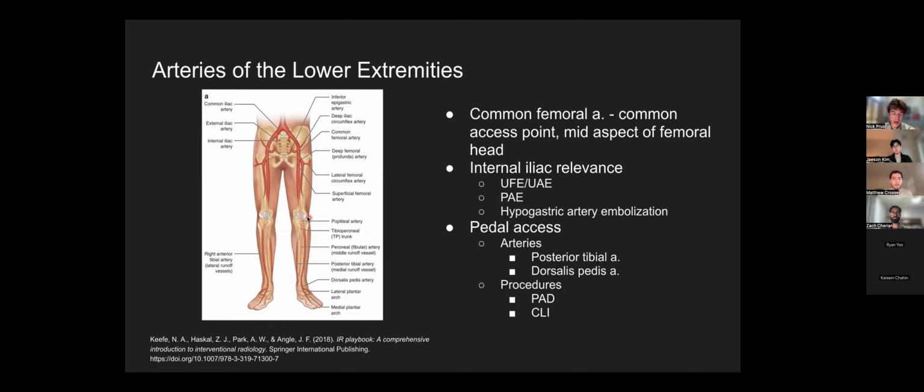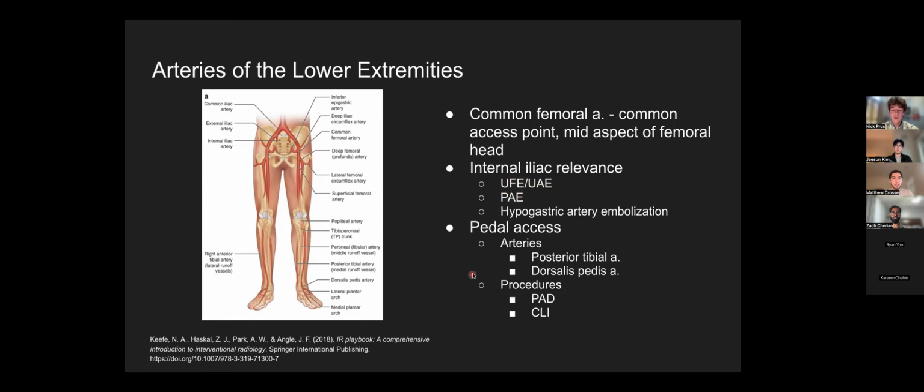Not listed on this image, but you have the genicular artery. So if you're doing a genicular artery embolization, you'd be in this region to do that. And then the popliteal divides into the tibioperoneal trunk. So you have the fibular artery, posterior tibial artery, which I'll talk about soon, and anterior tibial. Previously I talked about the internal iliac, so you can access it for all of these, which I mentioned.